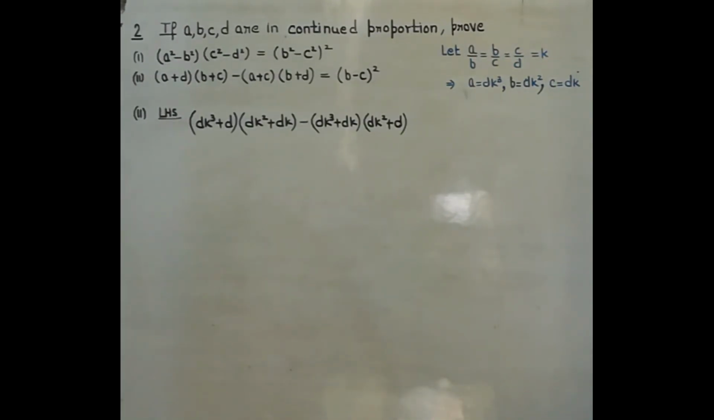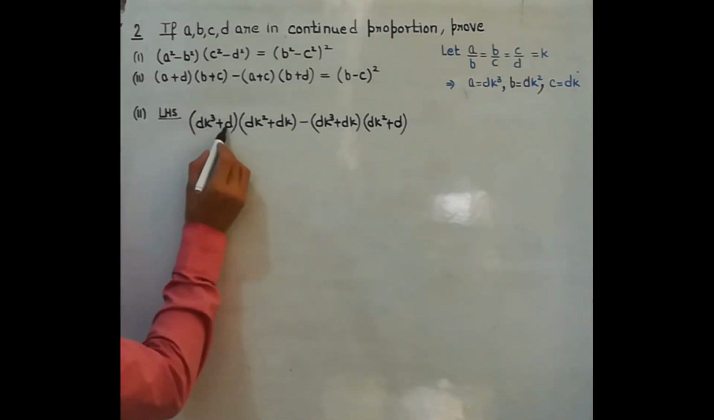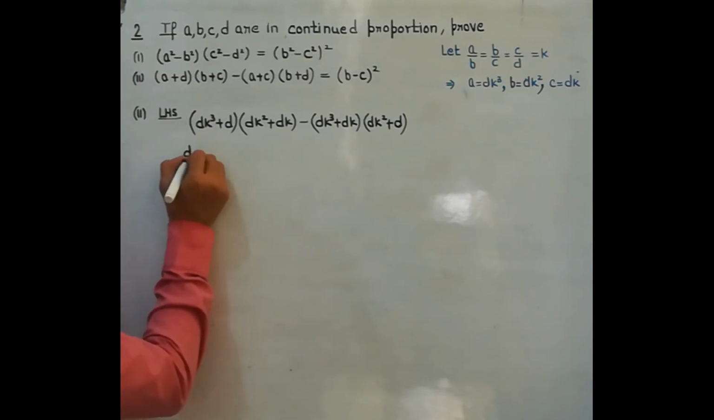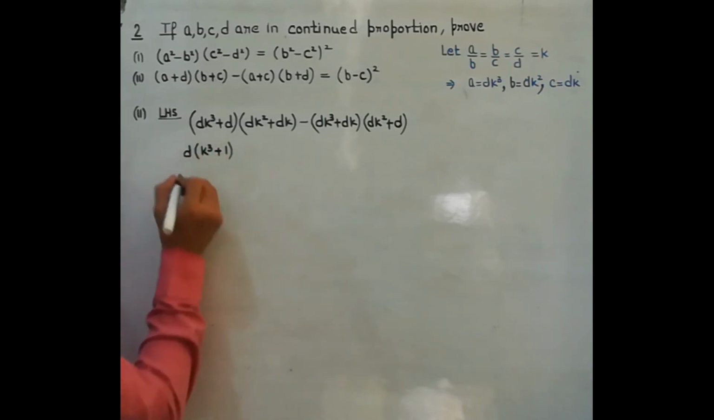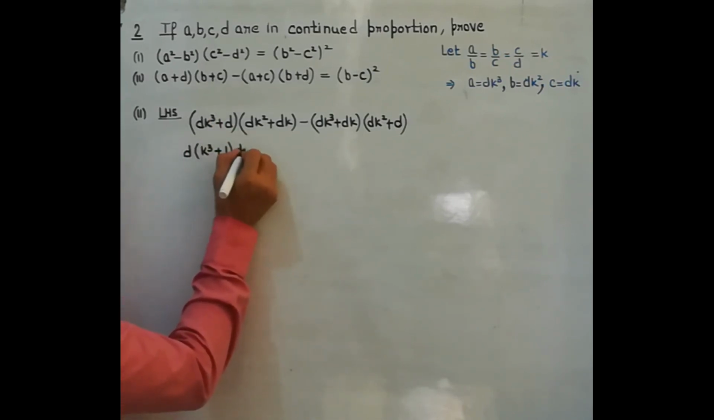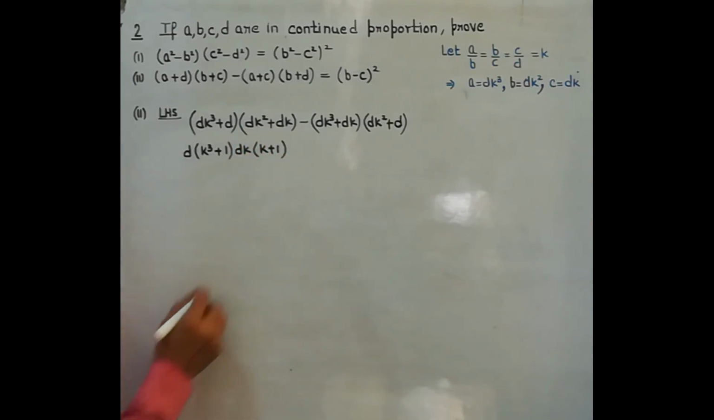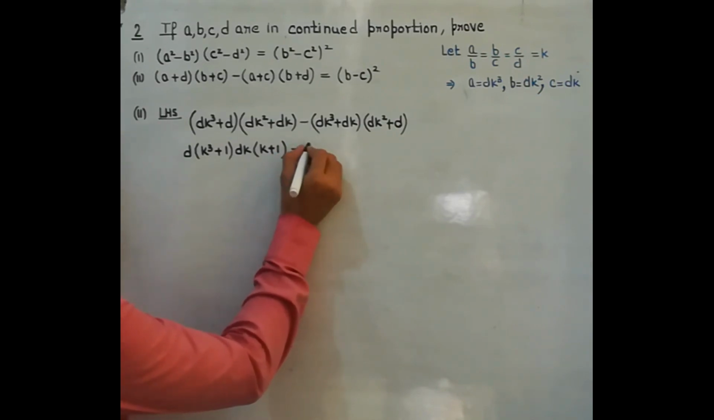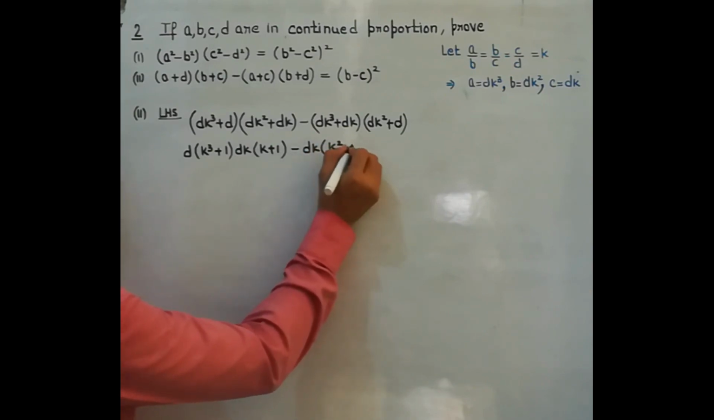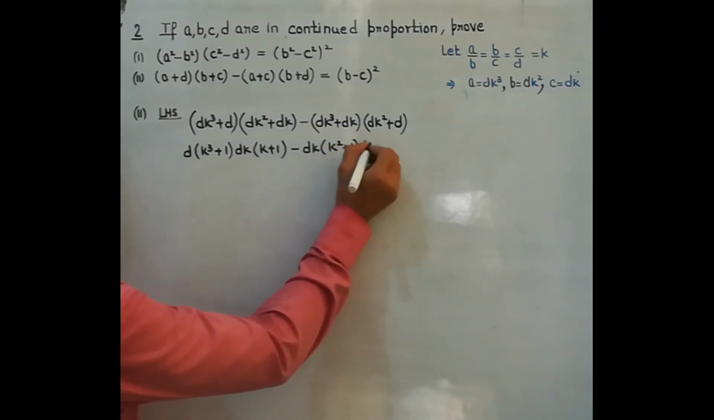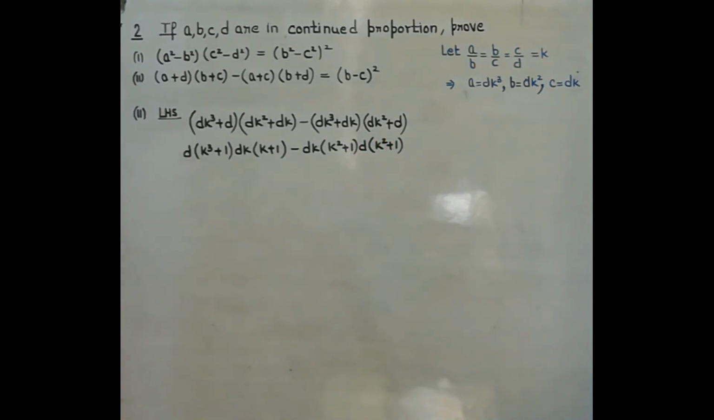Okay, after substituting it, now let us try to take common. In the first one, you can take d common, so you are left with k cube plus 1. Here you can take dk common, so you are left with k plus 1. Here you can take dk common, so you are left with k square plus 1. You take d common, you are left with k square plus 1. Hope this part is clear to you?